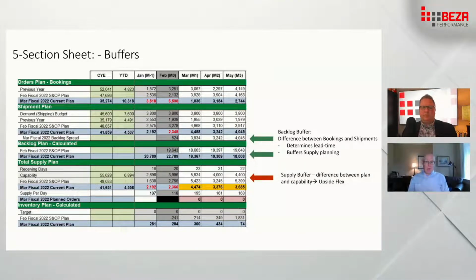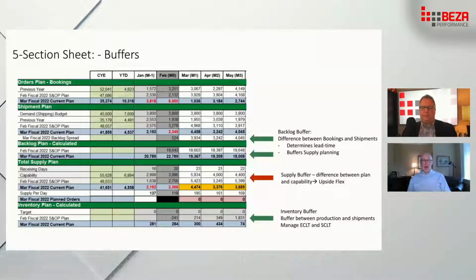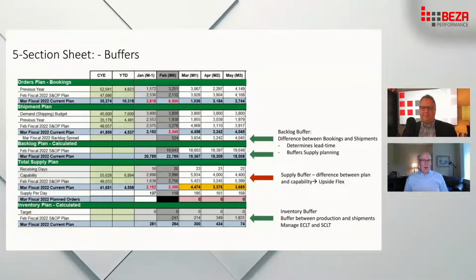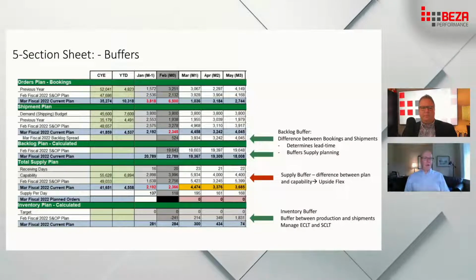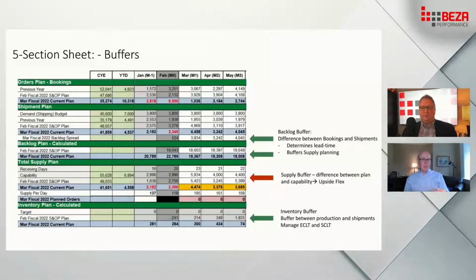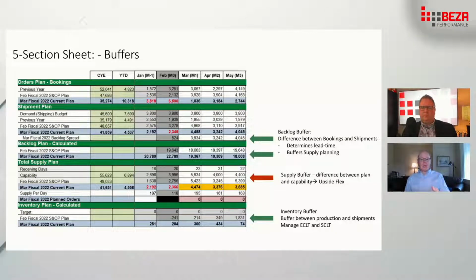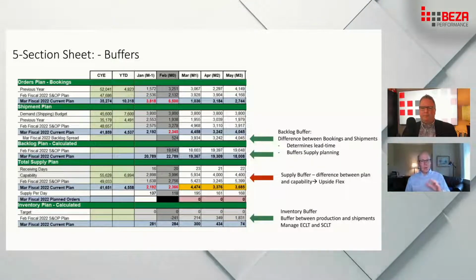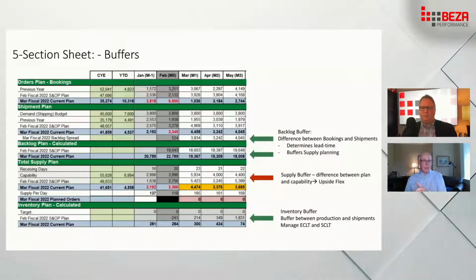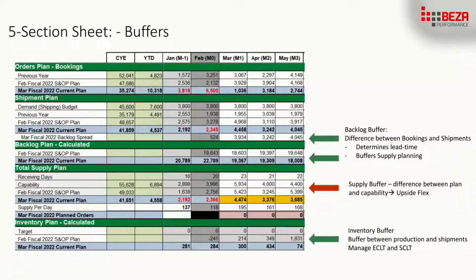The other one, which we're probably all real familiar with, because it's the one that shows up on our balance sheet, but also the one that often gets cut, is our inventory buffer, right? You can think about it as the buffer between production and shipments, or how do I manage an expected customer lead time compared to what my supply chain lead time is. Included in that is my build lead time. So if that customer expected lead time is a lot shorter than what it takes me to produce something, I want to be building some inventory so that I can do that.